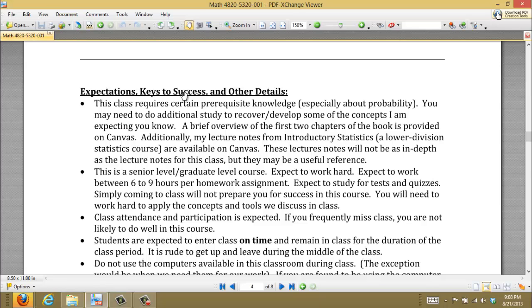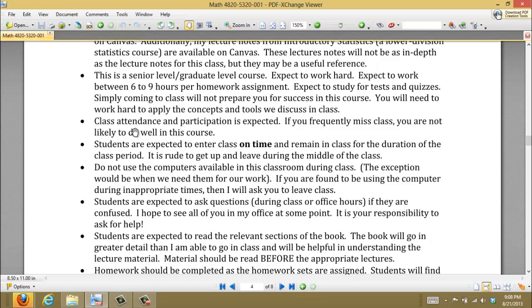So look those over if you feel like they'd be helpful. One thing I will say is that this is a senior level / graduate level course. That means that you should expect to work hard. So this is not going to be introductory psychology or something like that. This is not a freshman level class. It's not a sophomore level class. It's not a junior level class. This is a senior level class or a graduate level class.